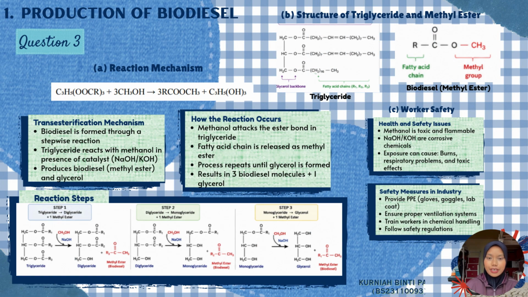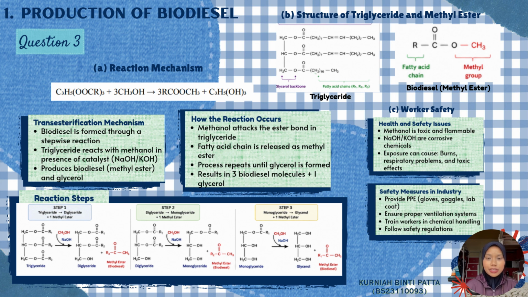For question 3a, I will explain the reaction mechanism of biodiesel. Biodiesel is formed through a step-based reaction called esterification. In this process, triglycerides react with methanol in the presence of a catalyst like NaOH or KOH. The reaction happens in steps, where triglyceride is converted into diglyceride, then monoglyceride, and finally glycerol. At each step, biodiesel, which is methyl ester, is produced.